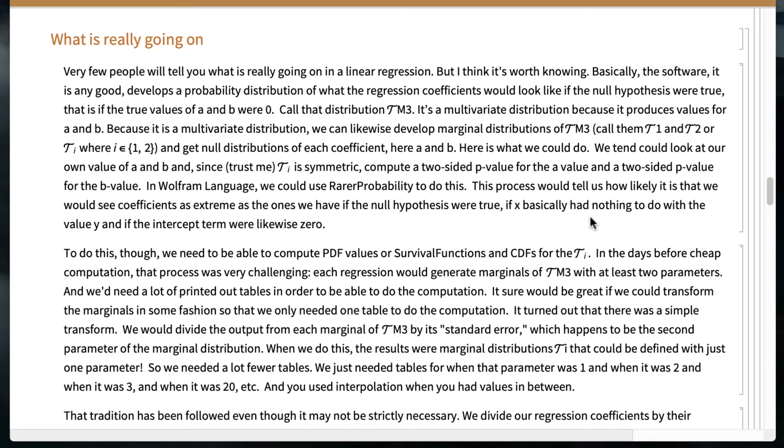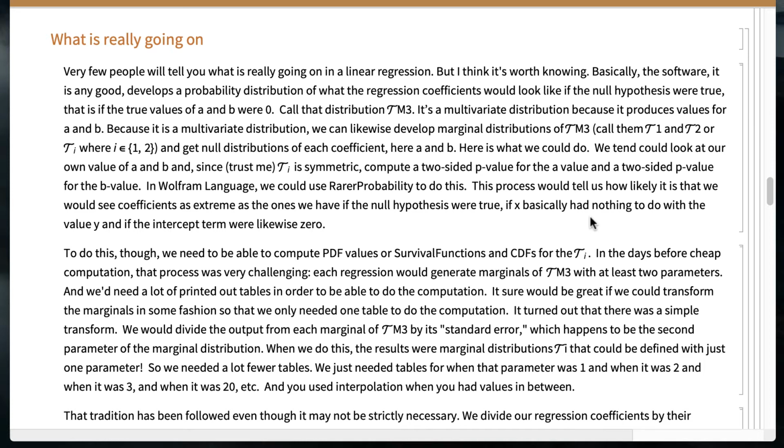Again, for better or worse, I'd like to minimize the amount of black boxiness in discussing statistics, because if you don't understand the concepts, then it's easy for you to be fooled by people who have their own ideas about what results they want. So let's talk about what's really going on in a linear regression.